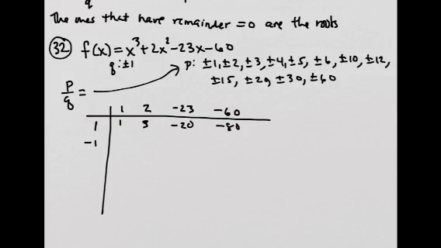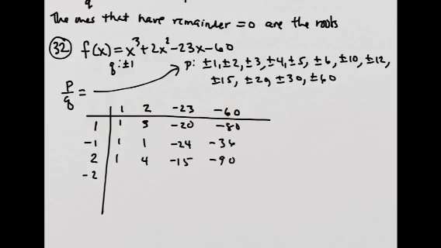Let's try negative 1. Bring down the 1. 1 times negative 1 is negative 1, plus 2, because again you're always working with the numbers up here on the top. Okay, so negative 1 plus 2 is 1. 1 times negative 1 is negative 1, minus 23 is negative 24, and negative 24 minus 60 is negative 84, which is still not good. 2. Bring down the 1. 2 times 1 is 2. 2 plus 2 is 4. 4 times 2 is 8. Negative 23 plus 8 is negative 15. Negative 30 gives you negative 90. Okay, not good.